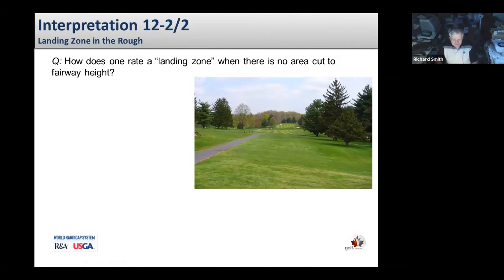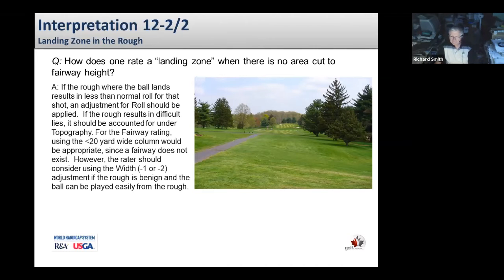Some interpretations. How do we rate a landing zone if there's no fairway? And the answer, normally what would happen here is there would have to be a roll adjustment, because unless the fairway is almost non-existent, any tee shot which lands in the rough is not going to roll out as far as one which lands on the fairway. So what we would do is make sure that we apply the roll adjustment first of all.